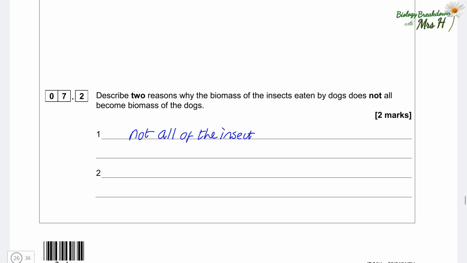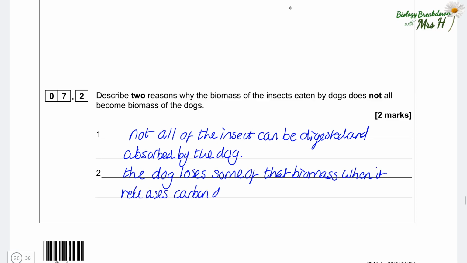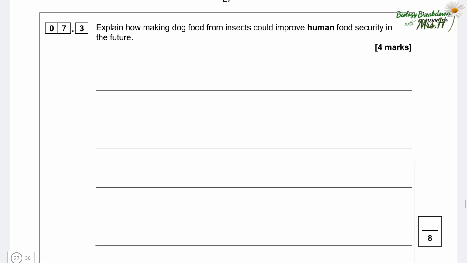Not all of the insect can be digested and absorbed by the dog. The dog also loses some of that biomass when it releases carbon dioxide from respiration. Explain how making dog food from insects can improve human food security in the future.